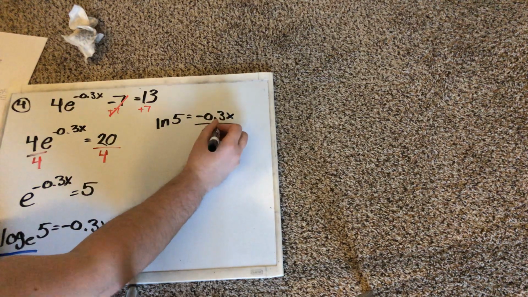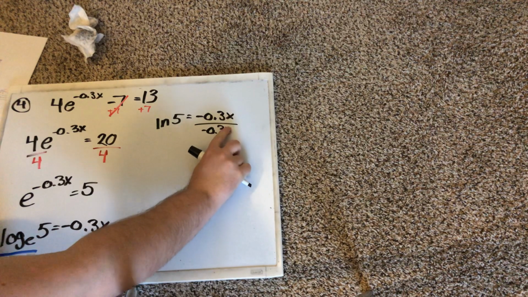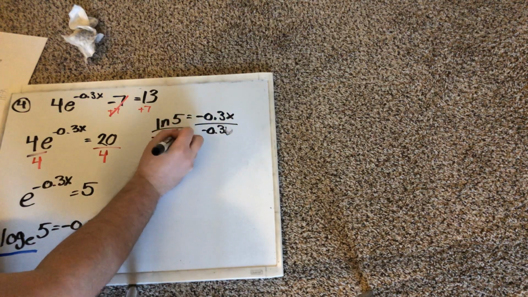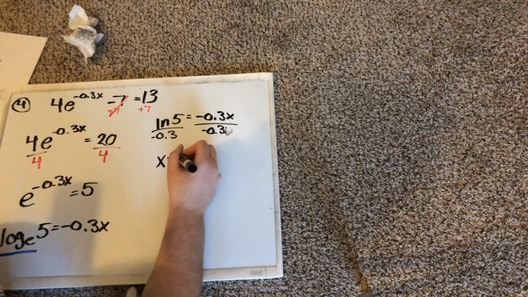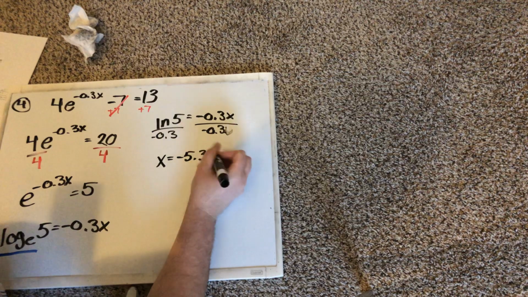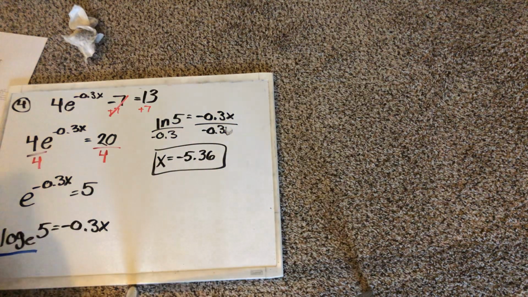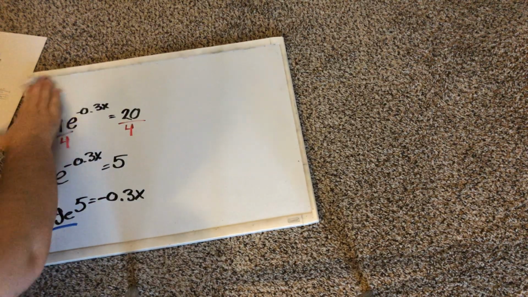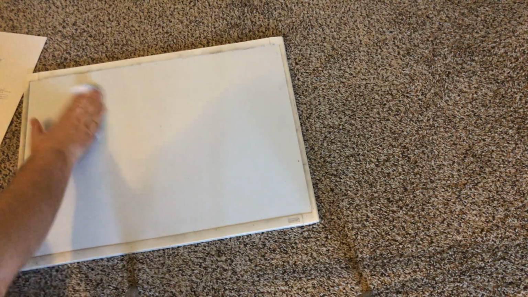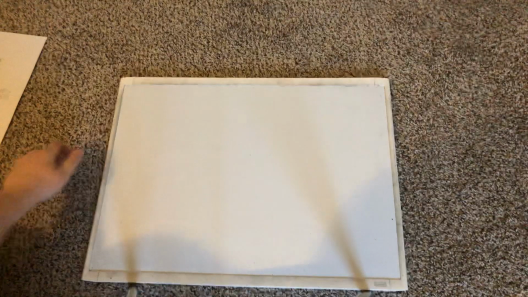How do we get x by itself? Well, we'll divide both sides by negative 0.3. Please make sure when you go to your calculator, natural log 5, close that parenthesis, divided by negative 0.3. Round to 2 decimal places, and we get x is equal to negative 5.36. So it may look intimidating, but I promise it's not that bad. A lot of this stuff is just using all the tools that we've learned previously and applying it just a little bit differently.